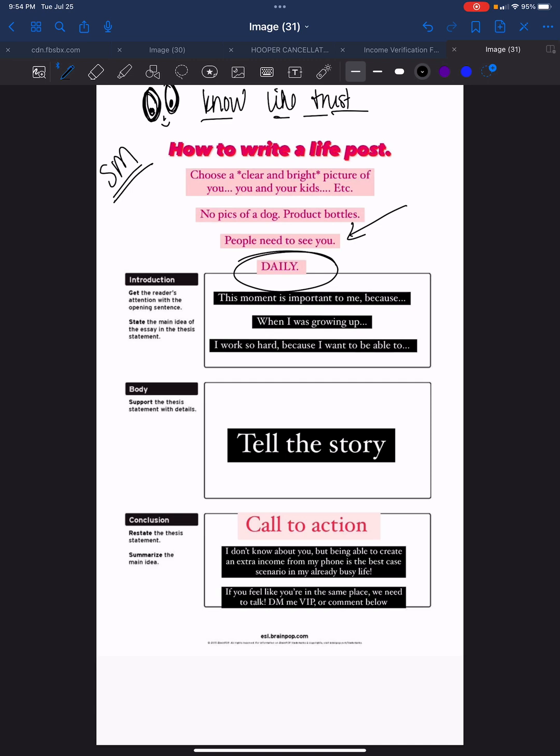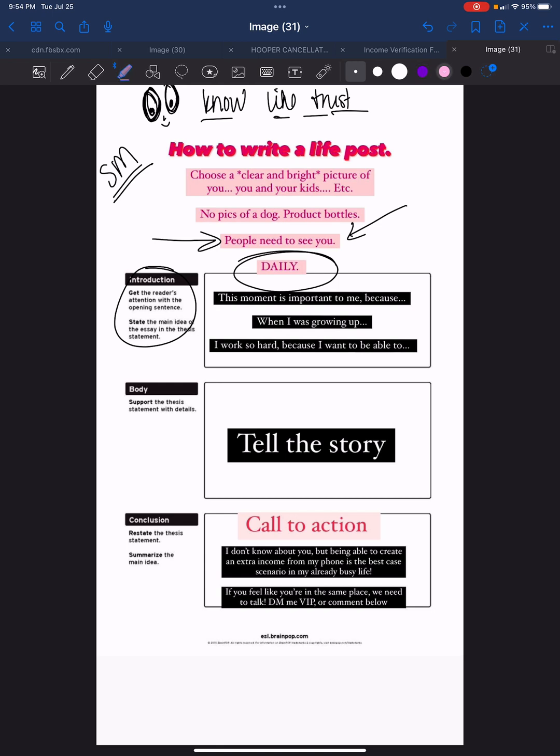Know, like, trust. And the way that they're going to do that is by seeing you. Okay, so this is a 3-paragraph essay format that I got off of Pinterest for kids, and this was so perfect, so we're using it. Okay, so step number 1 is our introduction. Get the reader's attention with the opening sentence, okay? So the way that you're going to see this, let me show you some examples, okay?